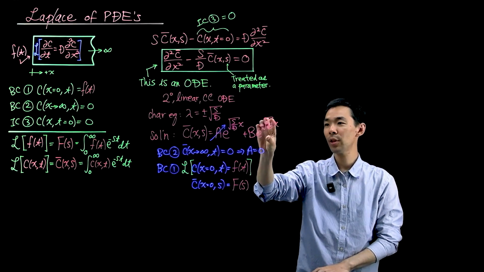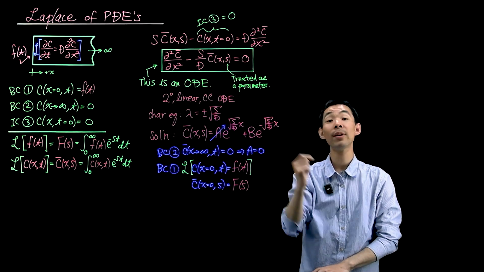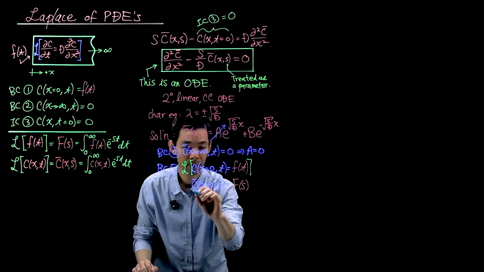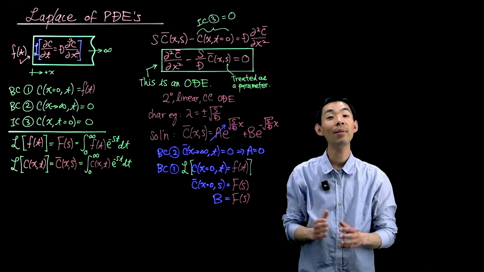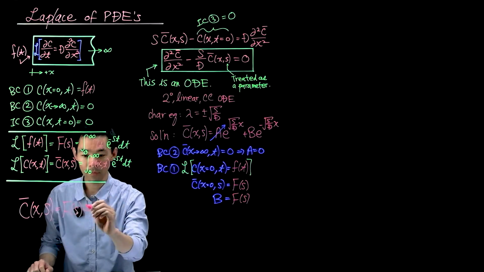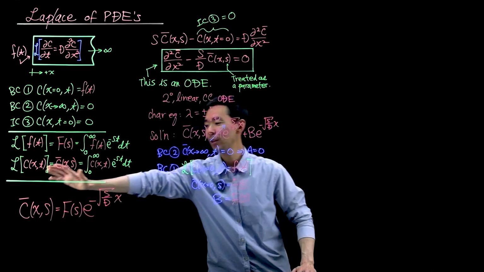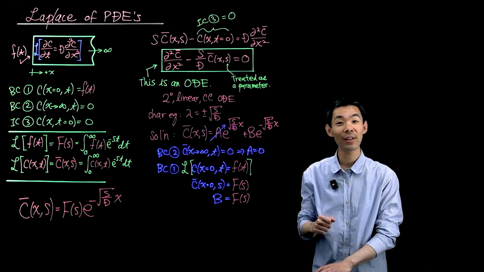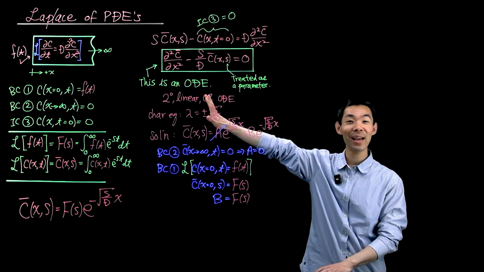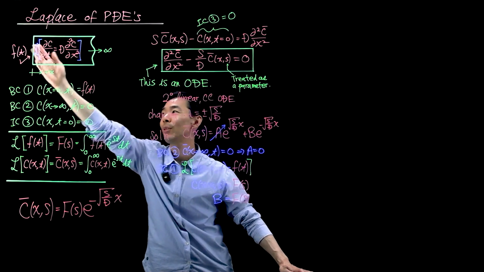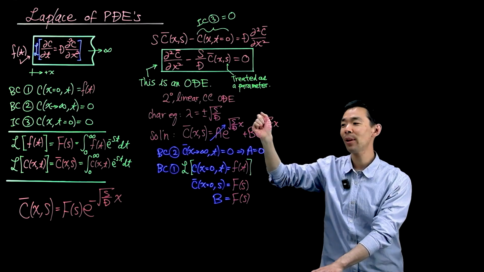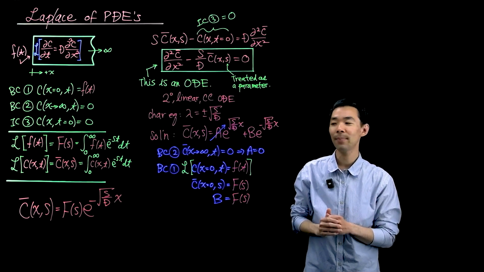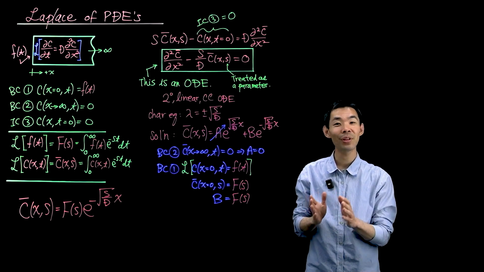You plug it into our solution. At x equal to 0, e to the 0 is just 1. And so we have b on the left-hand side is simply equal to F of s. Just like this, we can write down our final solution. Here is our final solution in the Laplace domain. We have some capital F of s, which is the Laplace transform of whatever our boundary is doing at x equal to 0, little f of t. Whatever is happening there, that Laplace transform is capital F of s, times e to the negative square root of s over D times x. This is our final solution in the Laplace domain.